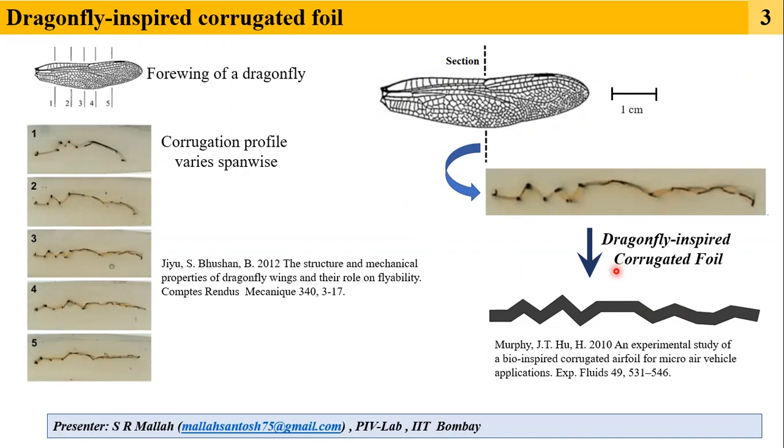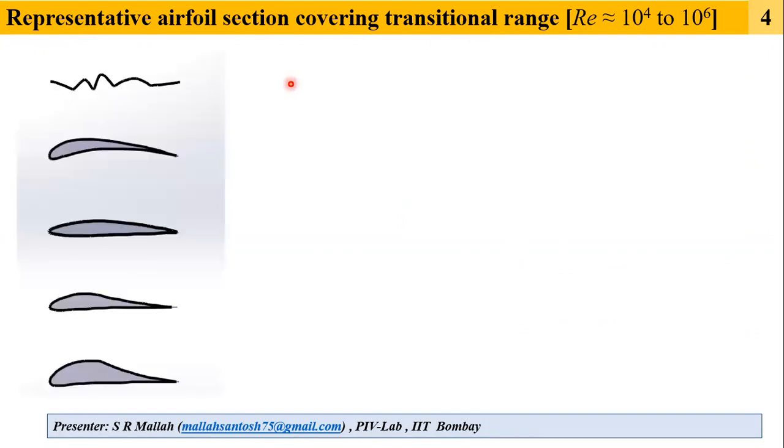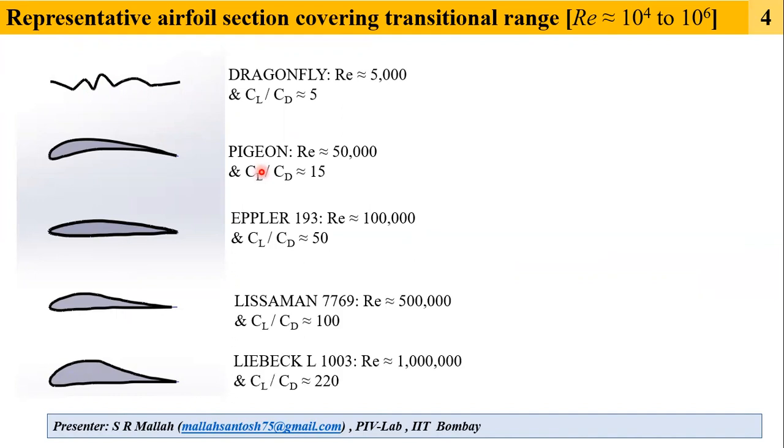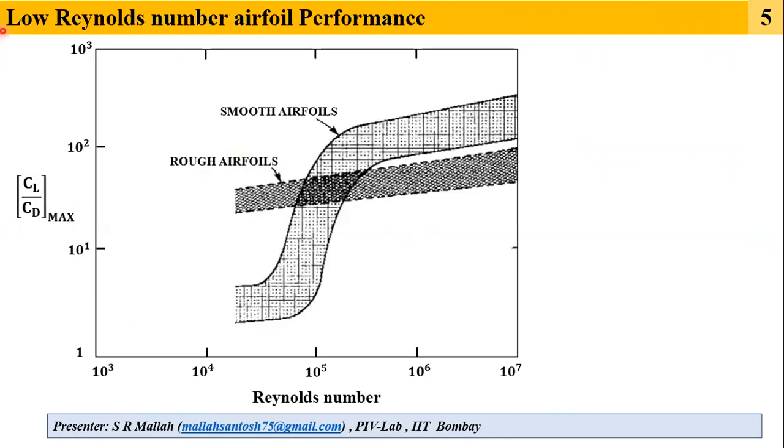Let's review some of the representative airfoil sections covering the transitional range of Reynolds number. At the lowest Reynolds number, we have rough airfoils, which belong to the dragonfly class, and smoothness begins to be important from the Reynolds number range of 50,000 onwards. At the lowest Reynolds number, roughness is important to delay the flow separation, whereas smoothness begins to be important from this Reynolds number range, which belongs to the pigeon class, the bird class. Further, the performance of an airfoil can be measured in terms of the ratio of lift by drag.